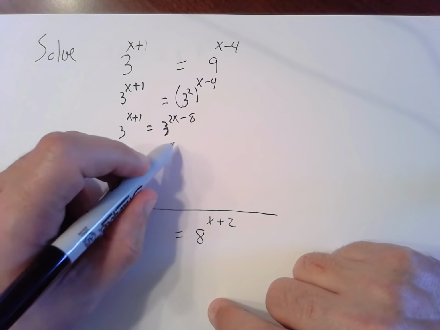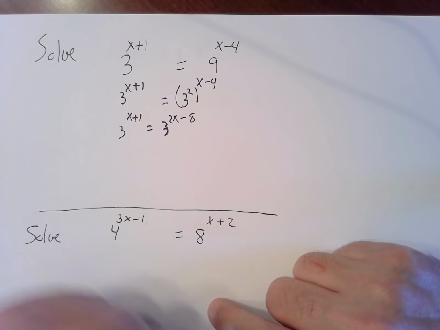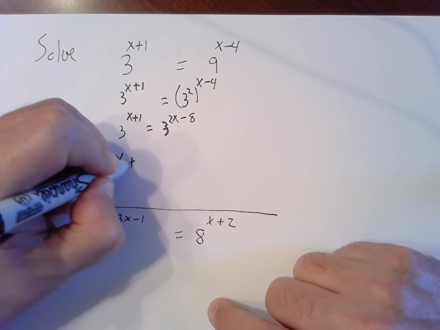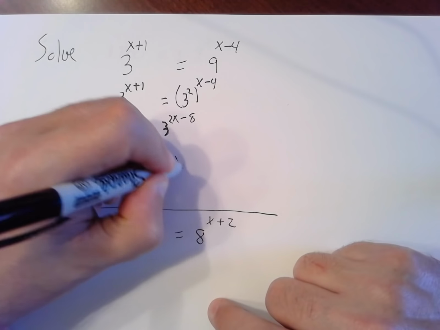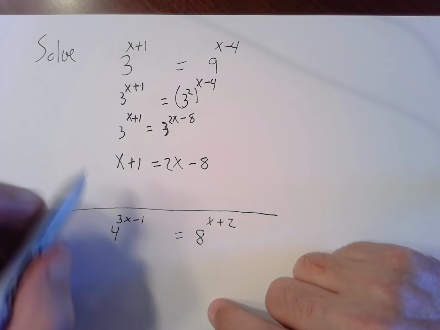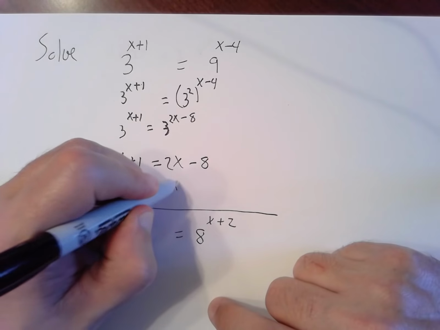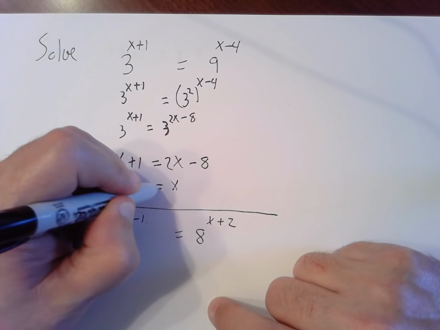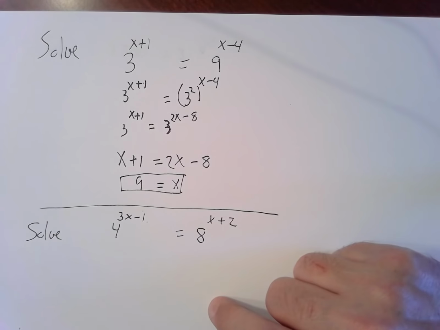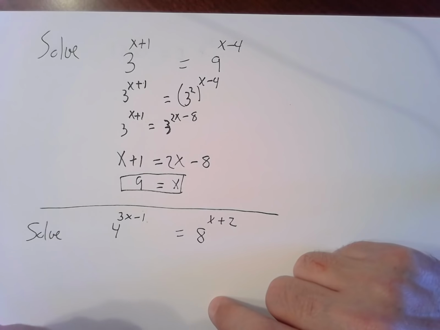Now I have the same base. Now, in a sense, I can kind of cancel the 3's. We're not really canceling. We're using the fact that we have the same base, so we set the exponents equal. And now it's just a linear equation. We just solve it. Move this x over, we'll get x over here. Move the 8 over, we get 9. And you could check this yourself. Plug 9 in to both sides. You should get the same thing.